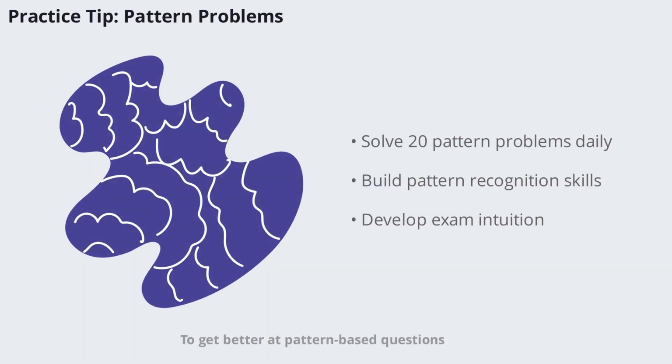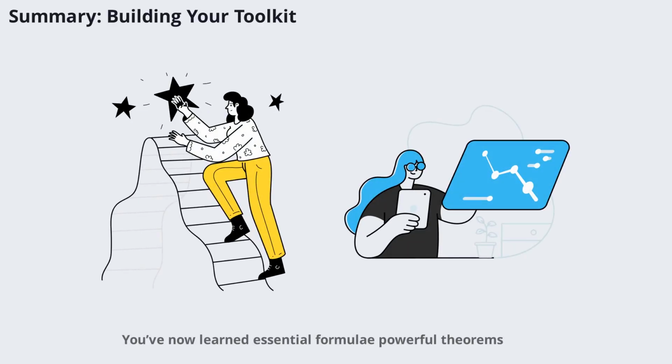To get better at pattern-based questions, solve at least 20 pattern problems daily. This consistent practice will train your brain to recognize patterns automatically. Over time, you'll develop an intuition for spotting the logic behind sequences, making these questions much easier to tackle during exams. You've now learned essential formulae, powerful theorems, and shortcut techniques for mastering number systems.